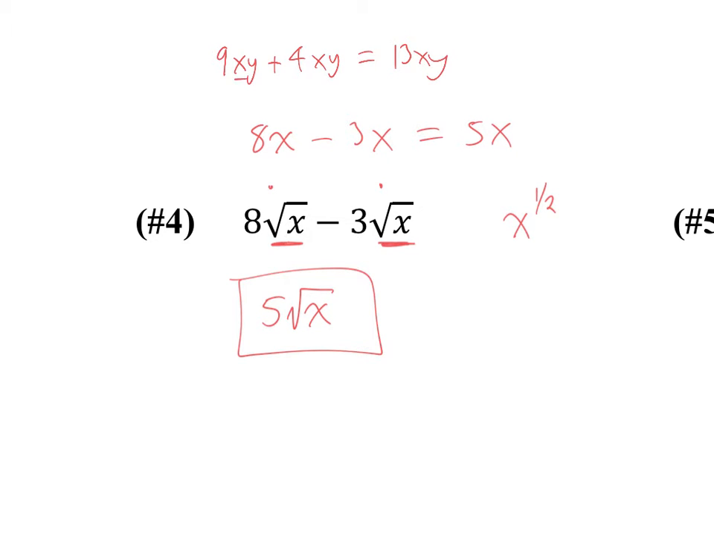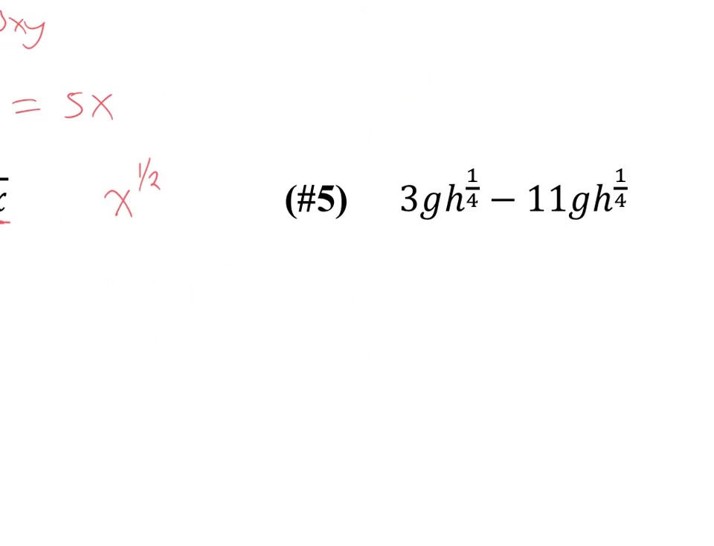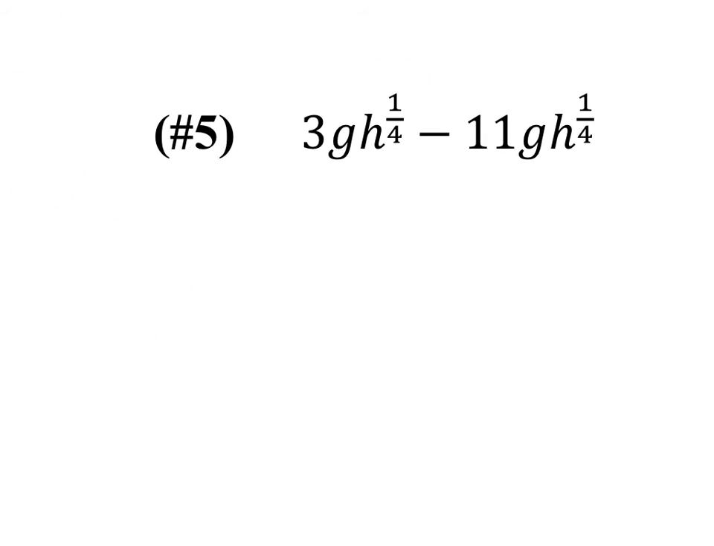Because they both have x to the first power, y to the first power, x to the first power, y to the first power, so we can combine them. They're like terms. So that brings us to number 5. I want you to see if you can do number 5.